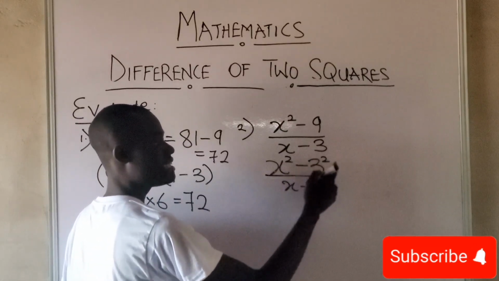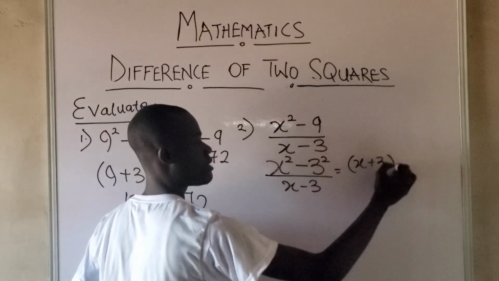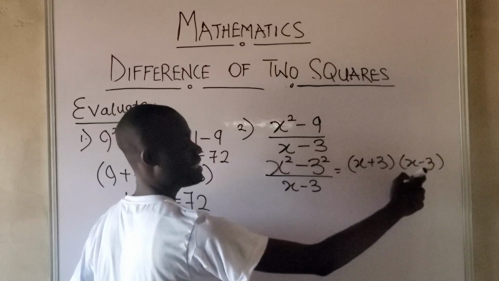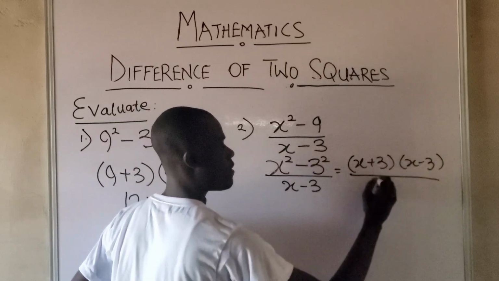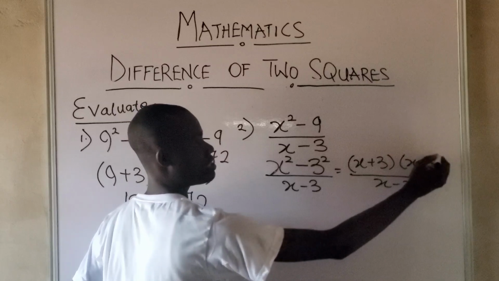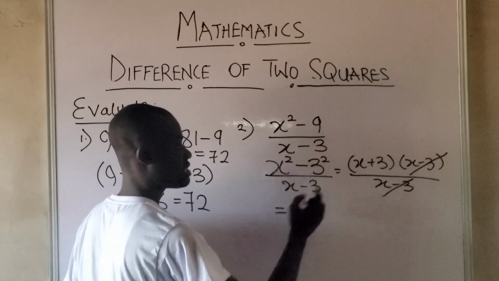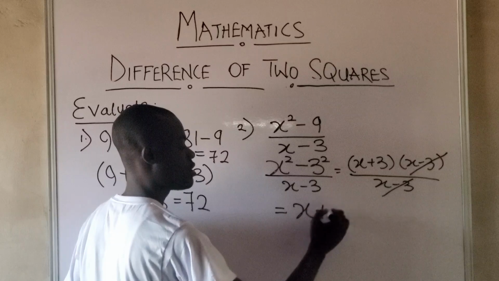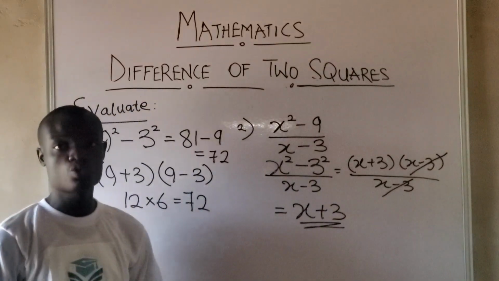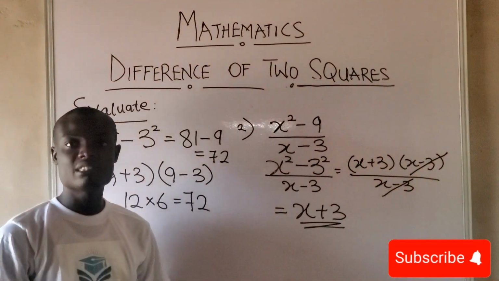We can write this entire numerator as x plus 3, then x minus 3. Remember, the sum and then the difference, over x minus 3. Now this is similar to this, then we can eliminate this and eliminate this. So therefore our final answer in this case is equal to x plus 3. So remember that the difference between two squares is equal to the sum of the individual numbers times the difference of the individual numbers.